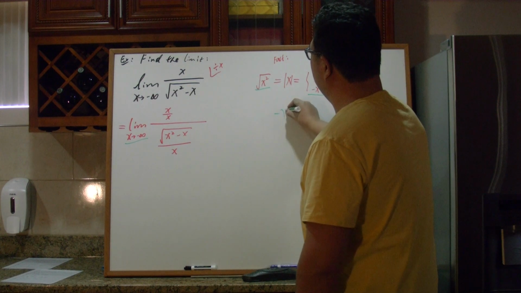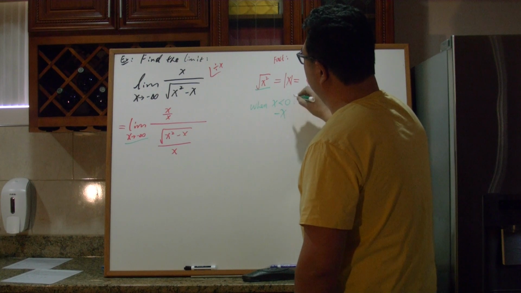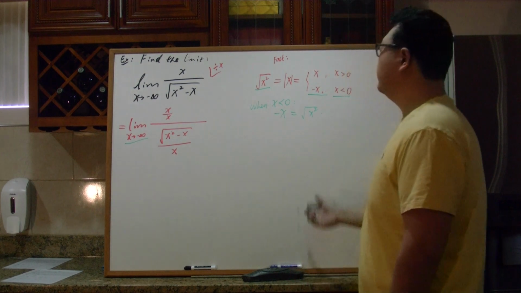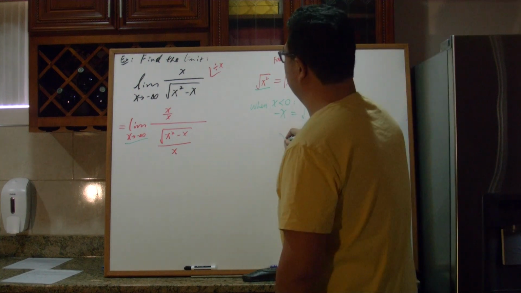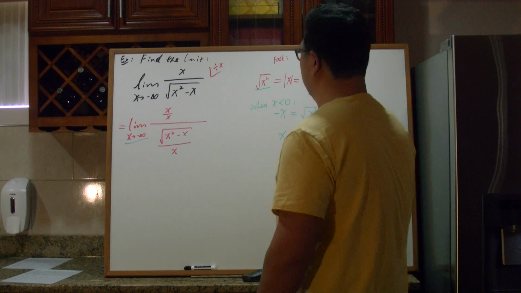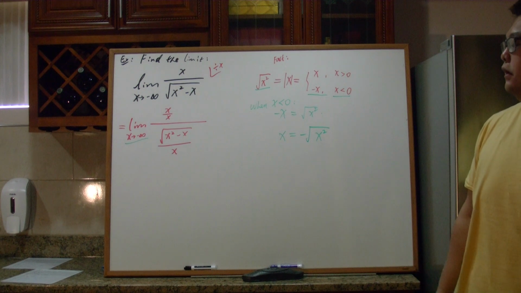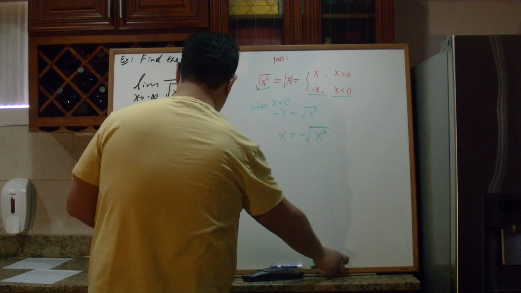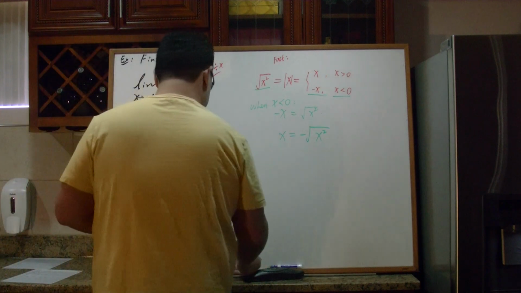When x is negative, we have that the radical x squared is negative x. If we want to take care of the x, that x is negative the square root of x squared. So that is the illustration of what we do with this x on the denominator.